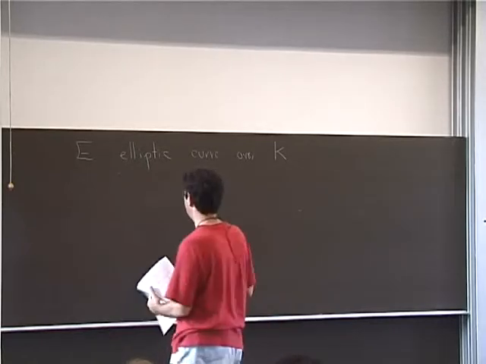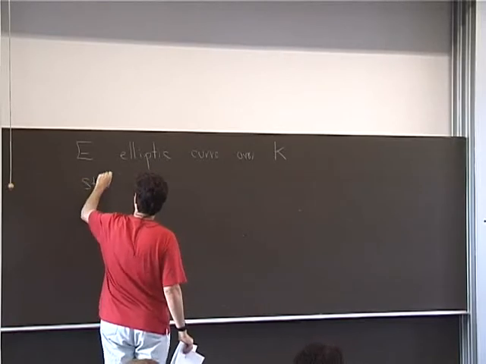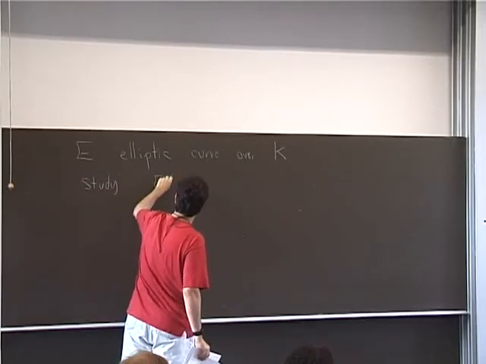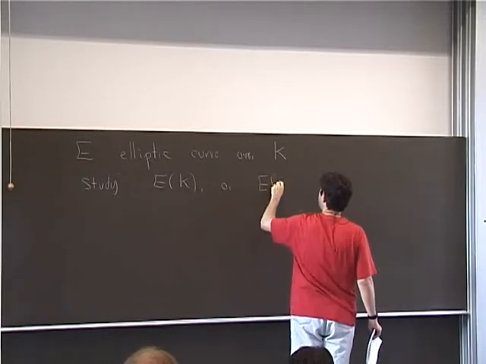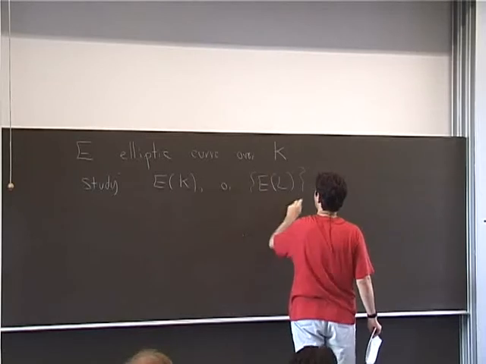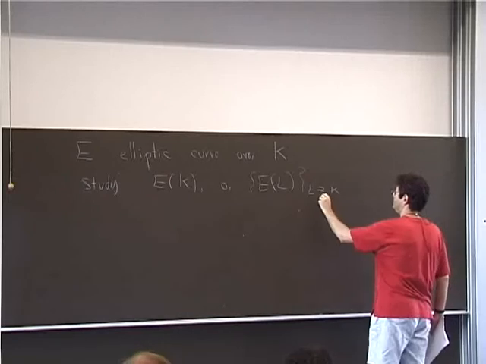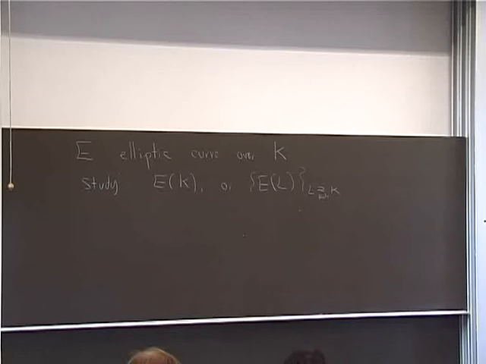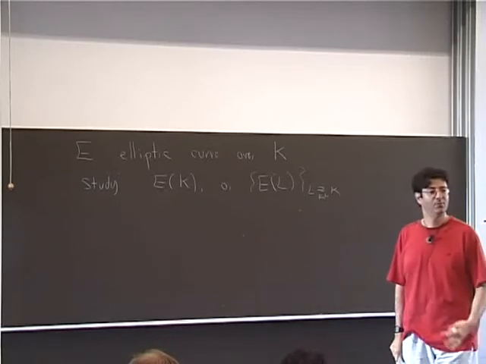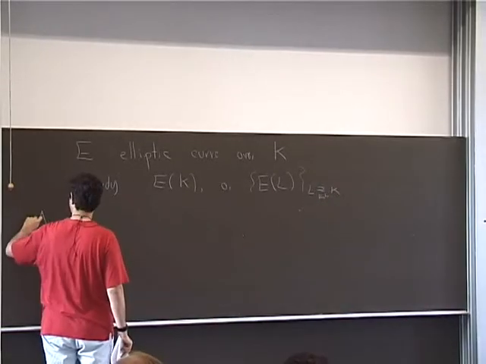So the question is to study the group E of K, or more ambitiously, the groups E of L, as L ranges over all the finite extensions of K. Even infinite if you want, of course. Okay, so that's what we want to do. Now, the most basic result in the subject is the well-known Mordell-Weil theorem, which asserts that this group is finitely generated.